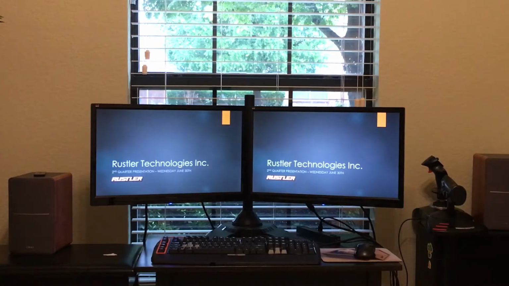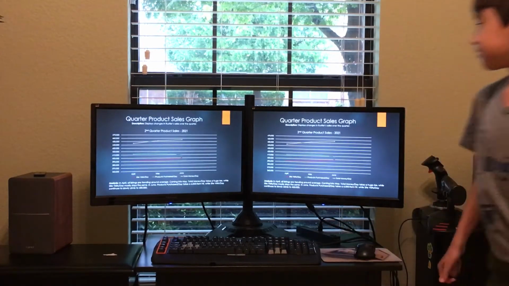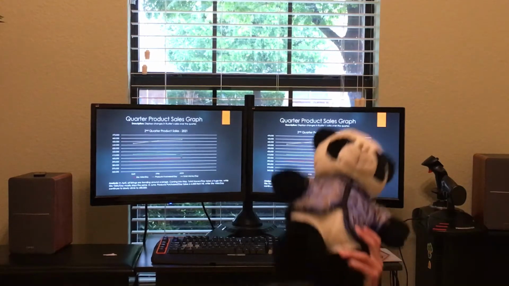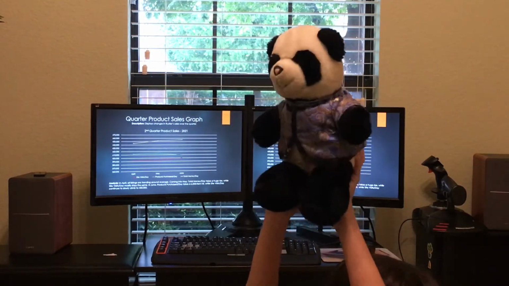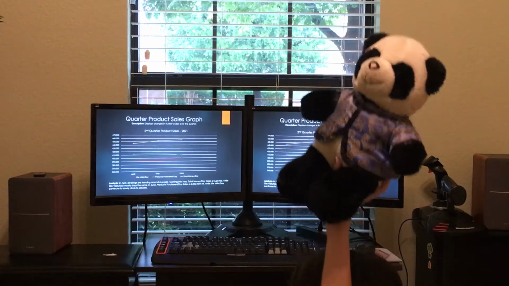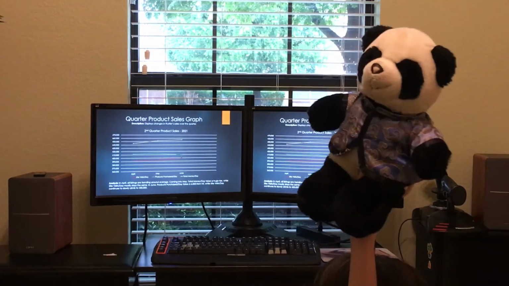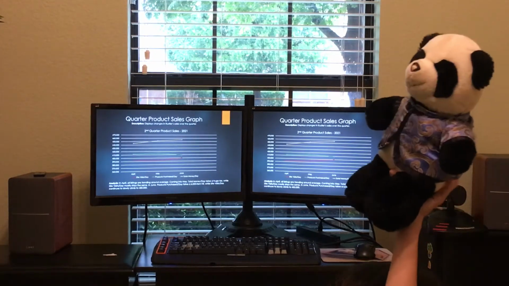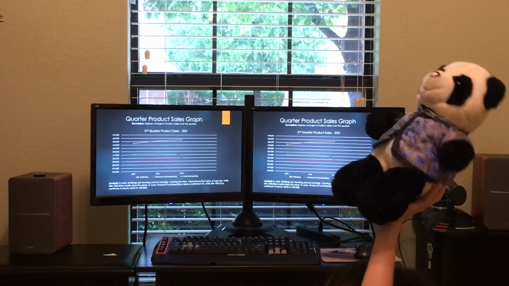Alright, so let's see. The first slide, quarter product sales graph, and Ping Ondawar will be presenting it today. Alright, so the Rustler product sales graph basically displays all the changes in Rustler sales over the quarter.